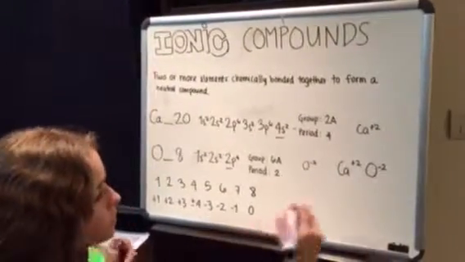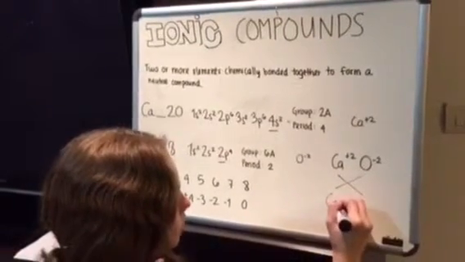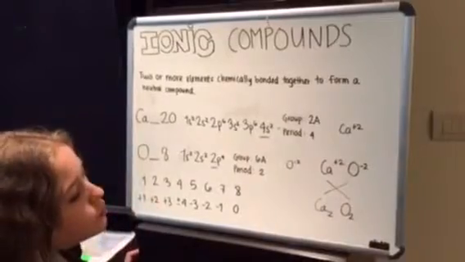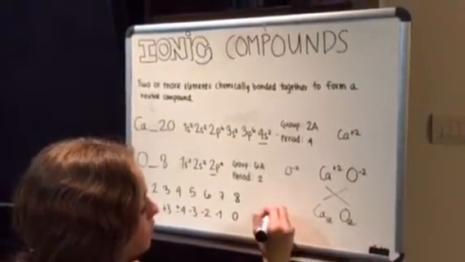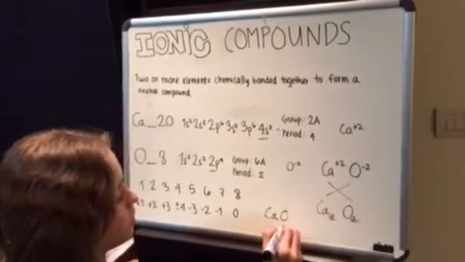And then we have to cross them. This leads us to Ca, calcium 2, oxygen 2. And then we have to simplify them because we have the same number. So the answer will be CaO.